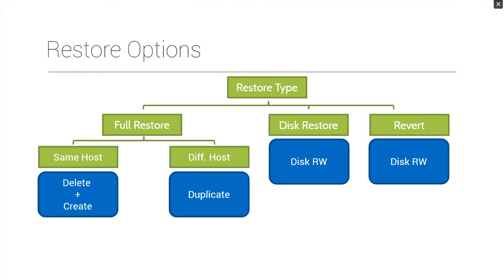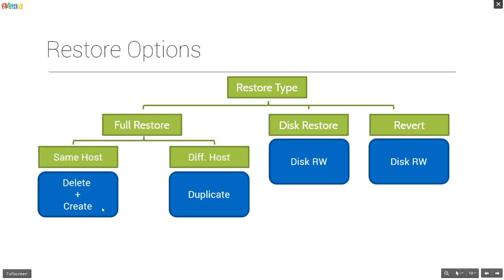If you are restoring it to the same host, what we would do is delete the existing virtual machine and create an exact replica in its place. You can also choose to restore a clone of the existing backed up VM under a different name in the same host. So if you choose to have another running replica of the backed up virtual machine, you can restore it to the same host under a different name.